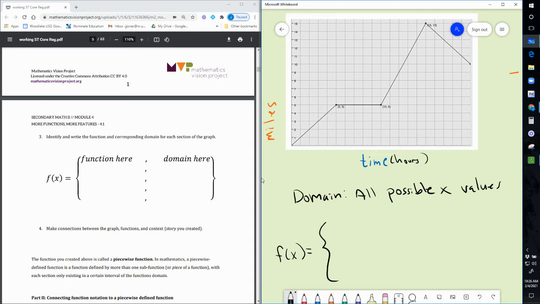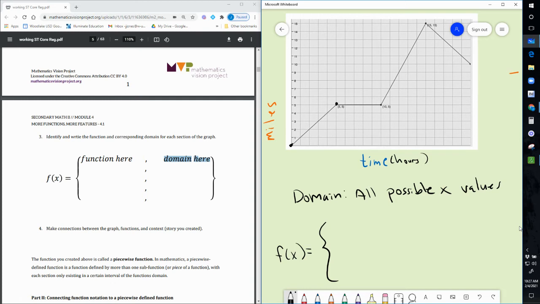Okay? You can see over here in the problem that you put your function on the left, so that's the rest of the equation, and then all the x values that it covers on the right, with a comma in between. So I'm going to show you this first one right here for this very first graph, okay? So writing this graph from here to here.